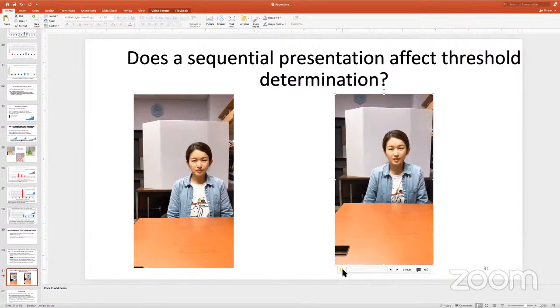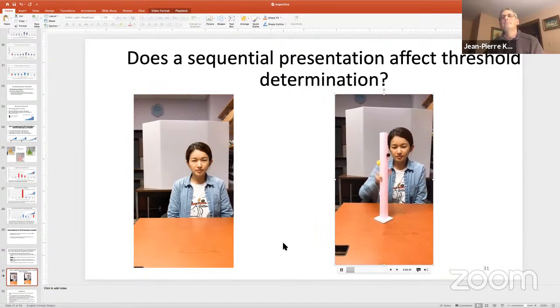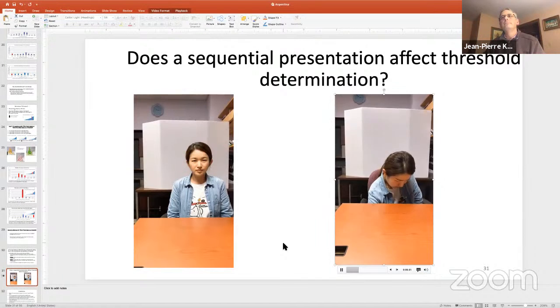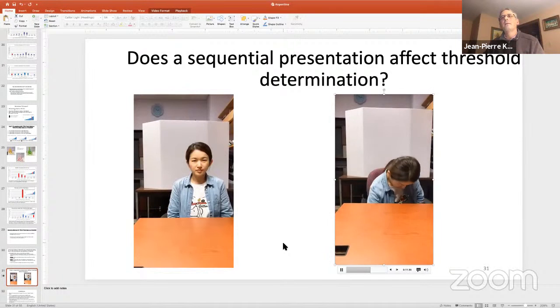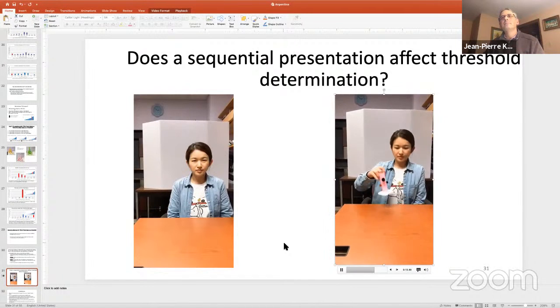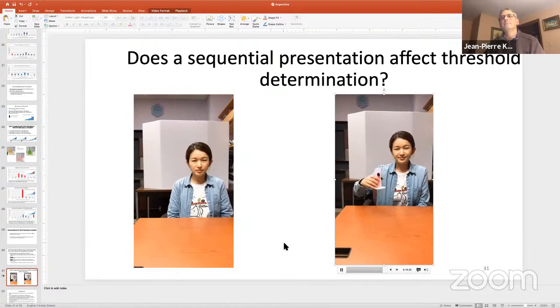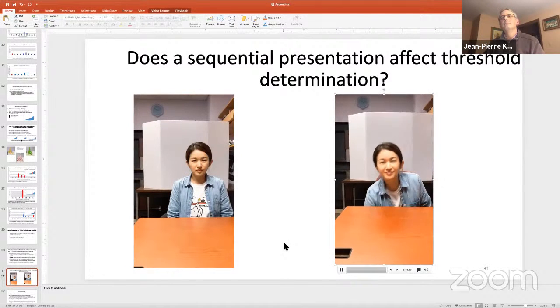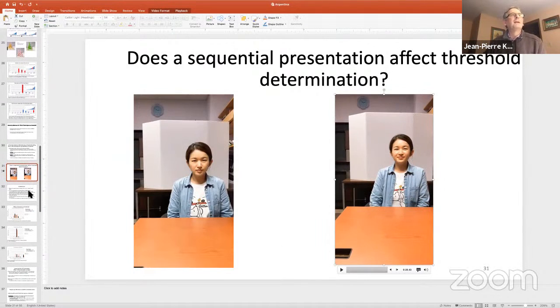And now, is this tall? Yes. Is this tall? Is this tall? No. So clearly this is a pre-COVID experiment.